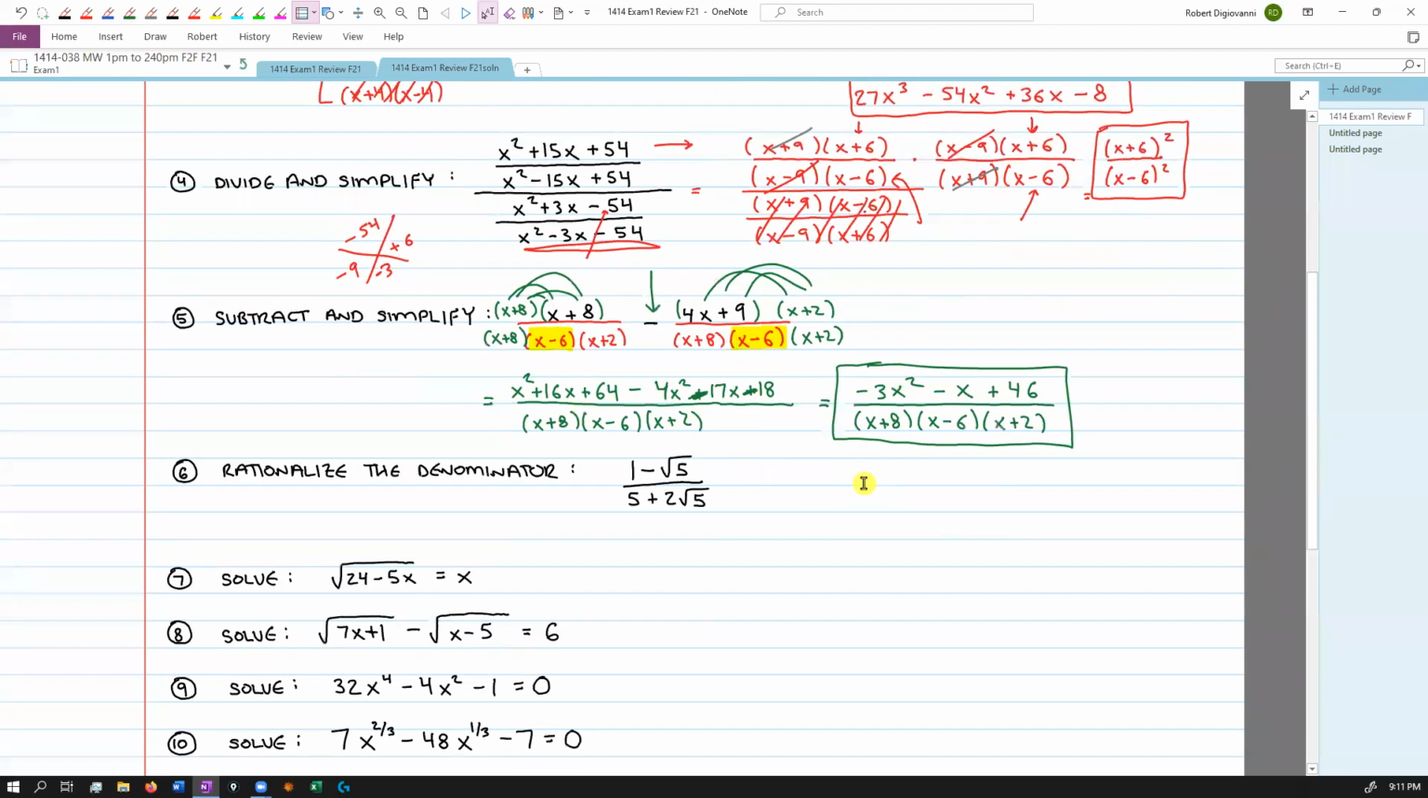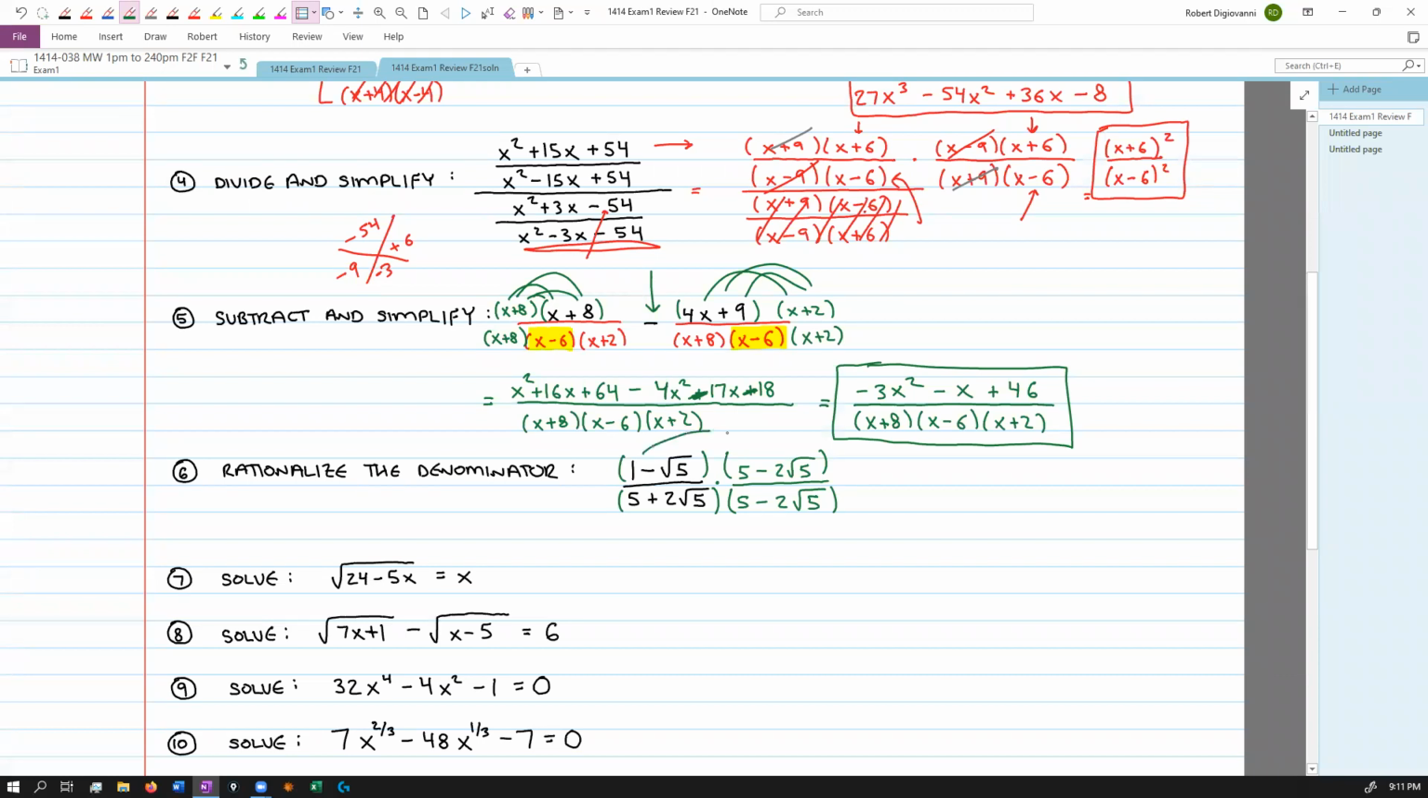All right, next one, we want to rationalize the denominator. So what we want to do here is rewrite it so it has no more square roots in the bottom. So what we do is we multiply the top and bottom by the conjugate of the bottom. So that is the conjugate. It's the same thing, but instead of the plus, we put a minus between the two terms. And now we just FOIL this out. And when we're done foiling, we should have no more roots in the bottom.